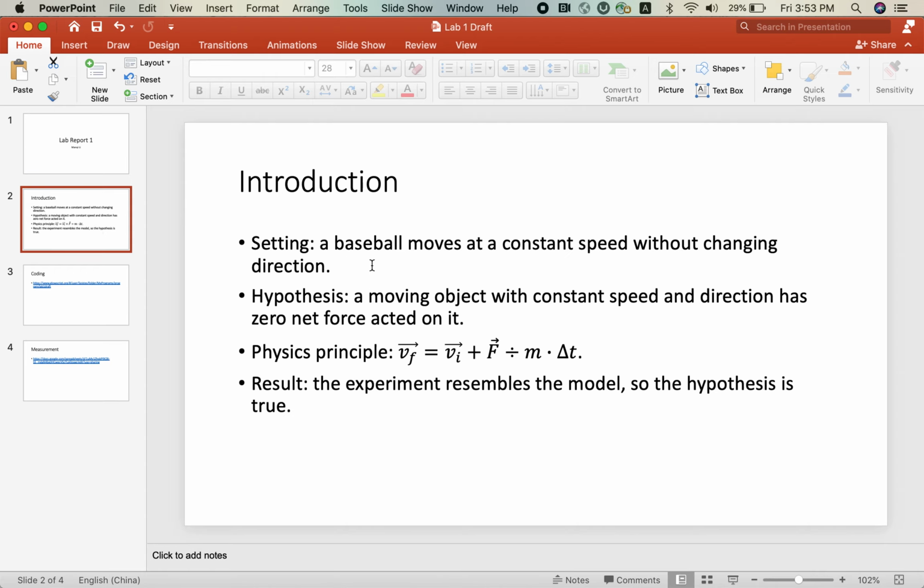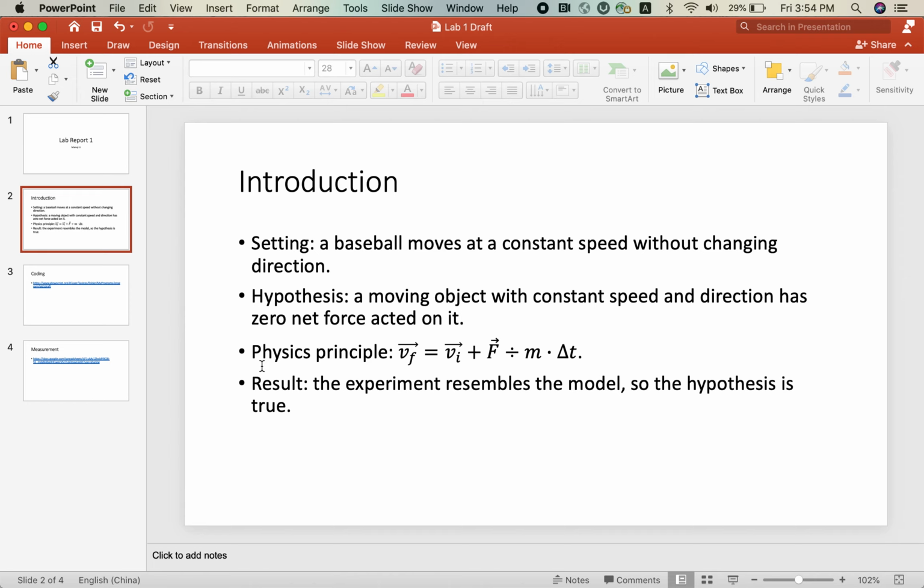The setting is that a baseball moves at a constant speed without changing direction, and the aim of this lab is to test the hypothesis that a moving object with constant speed and direction has zero net force acting on it. And why are we interested in that? That's because if we can obtain the net force of a moving object simply by observing its velocity, that will be really convenient, since it's hard for us to measure the net force because it's intangible.